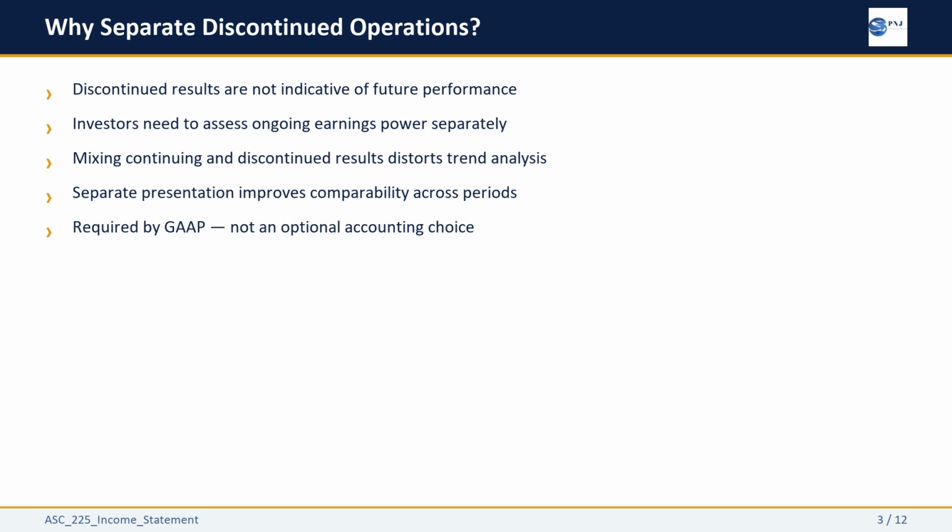Think about what financial statements are really for: helping users predict future performance. When a business unit is being wound down or sold, its results tell us nothing about what to expect next year. That is the fundamental reason GAAP mandates separate presentation. Blending a one-time factory closure gain into normal operating income would mislead anyone using the statements to forecast. Separation is not just a formatting rule, it is a transparency requirement.